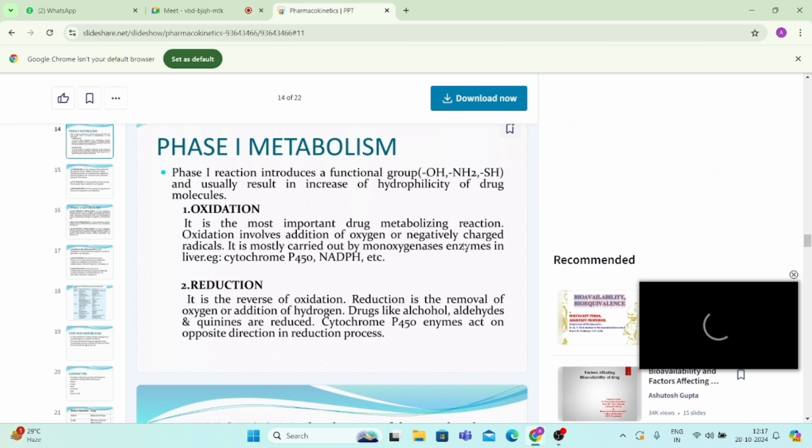monooxygenases. Okay, this enzyme you have to remember: monooxygenase enzymes in the liver. What are the examples involved? Mostly we talk about cytochrome P450 only. Cytochrome P450 will have sub-classifications of the enzymes and NADPH will be involved.